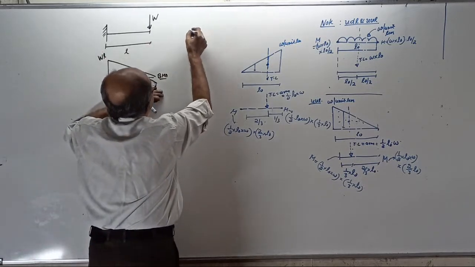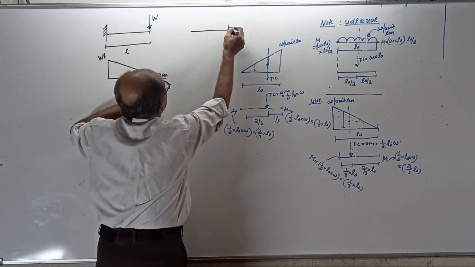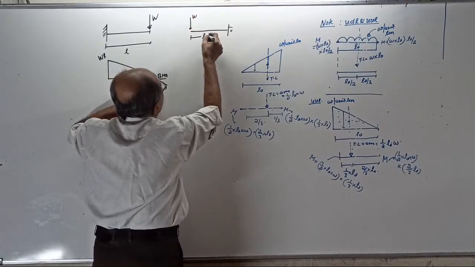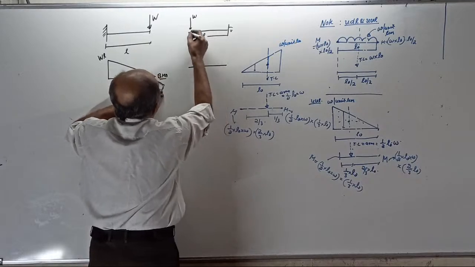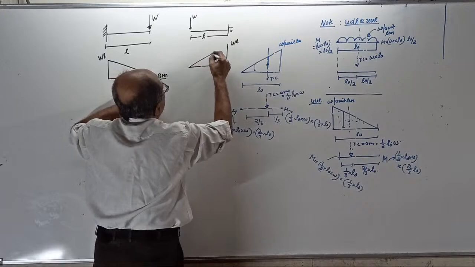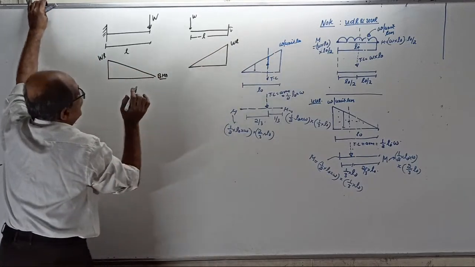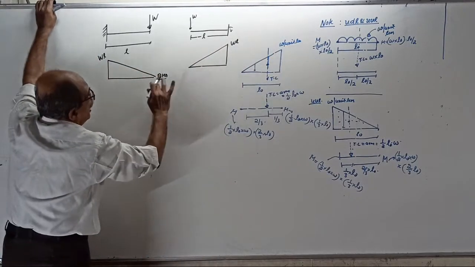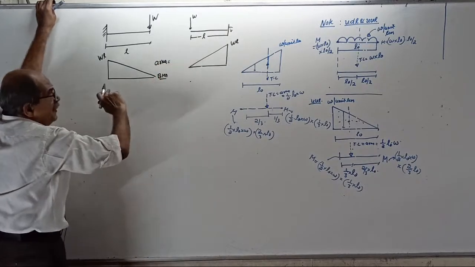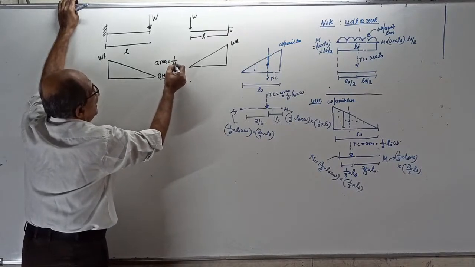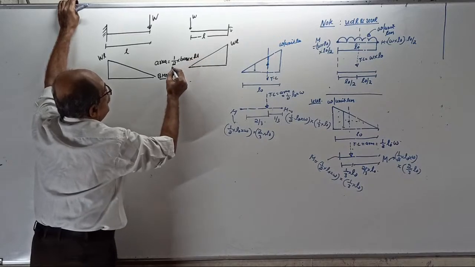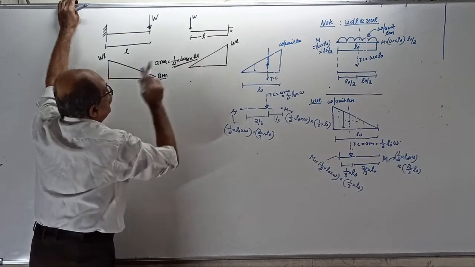In the same way, if the cantilever is this way, if the load is W here, length is L, the BMD will be 0 here, WL here. Okay, this is a bending moment diagram. Now, for both the diagrams, area equals half into base into height.